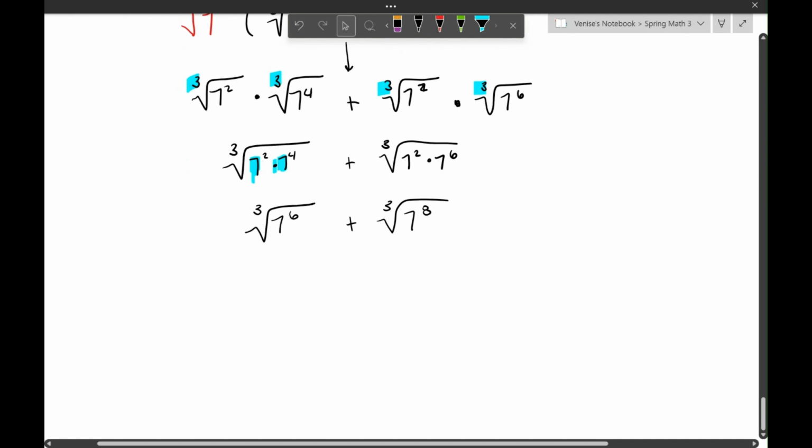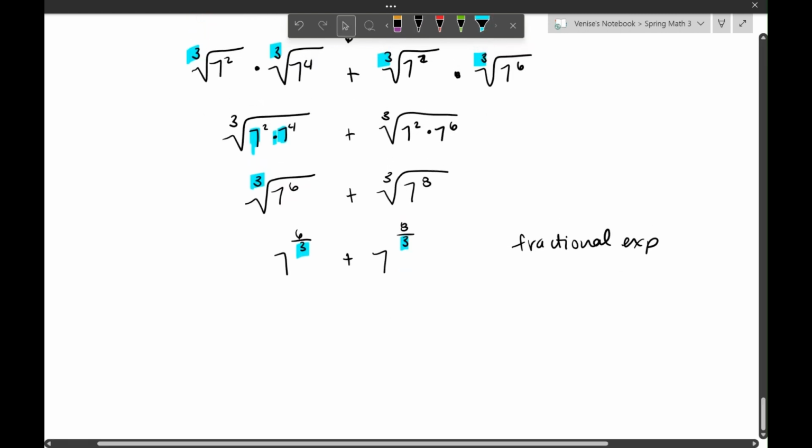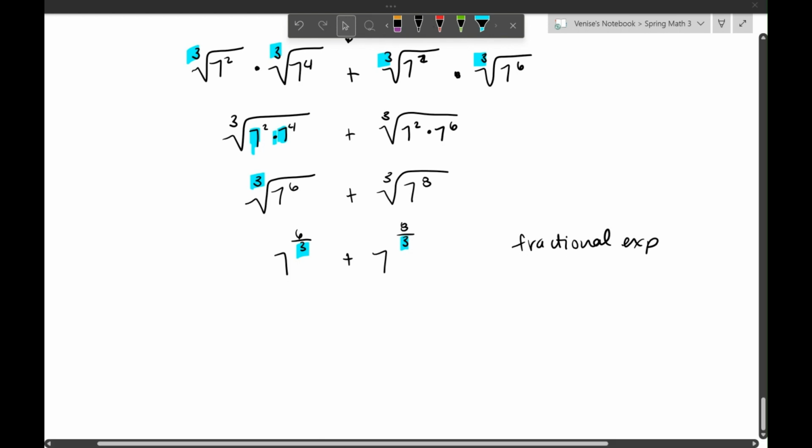So now let's change it into a fractional exponent. You just need to make sure that your index is in the denominator, right? Plus 7 to the 8 over 3. Let's keep going. I think this is fine. Okay, so make sure you get here. Let me see here.